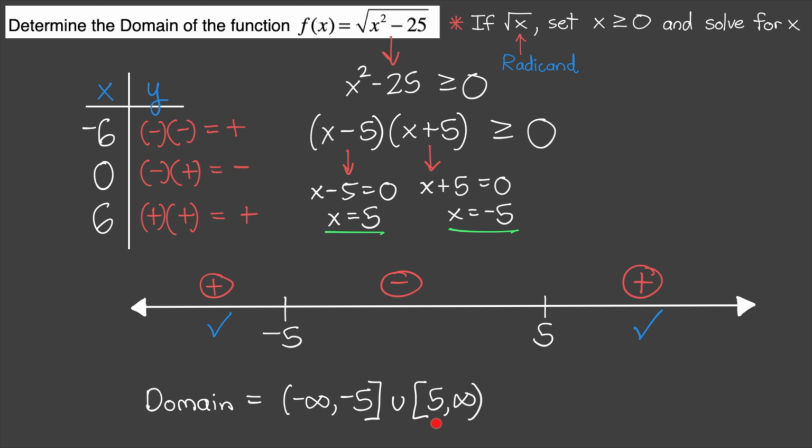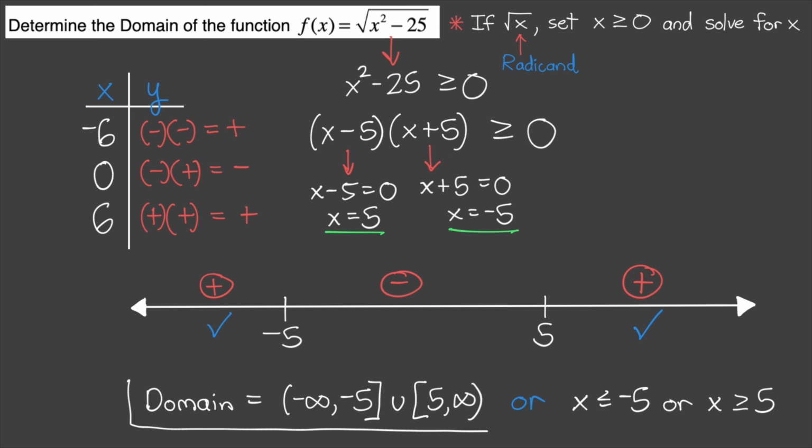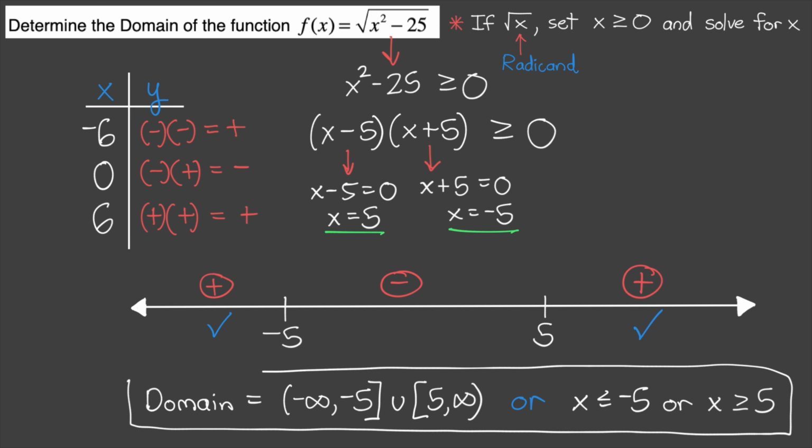All right, so this is in interval notation. Let's write our answer in inequality notation. So I'll put an or here. This will be x is less than or equal to -5 for this interval, or, and then the interval over here is x is greater than or equal to 5. All right. So there is our answer.